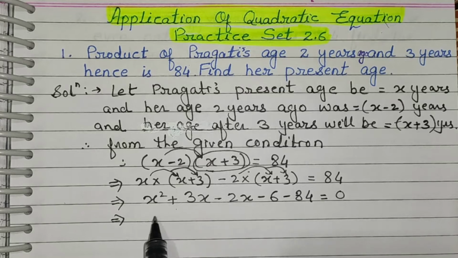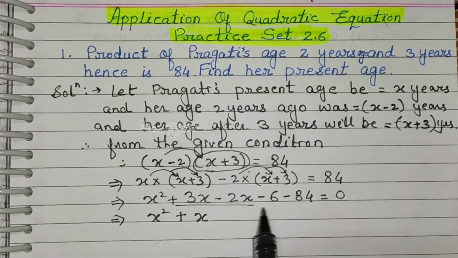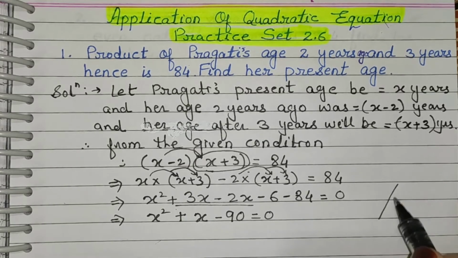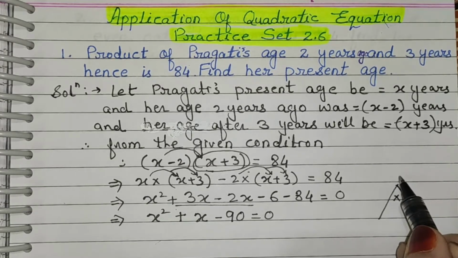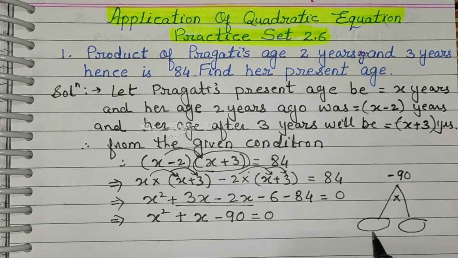Solve it. We get x square, and the like terms are plus 3x minus 2x, plus x, minus 6 minus 84 we get minus 90 is equal to 0. Now look at the equation carefully. It is in the form of a quadratic equation. The coefficient of x square is 1 and the constant number is minus 90. Therefore, let us do the rough work. 1 into minus 90 we get minus 90. Now the factors of minus 90 such that their sum is 1.